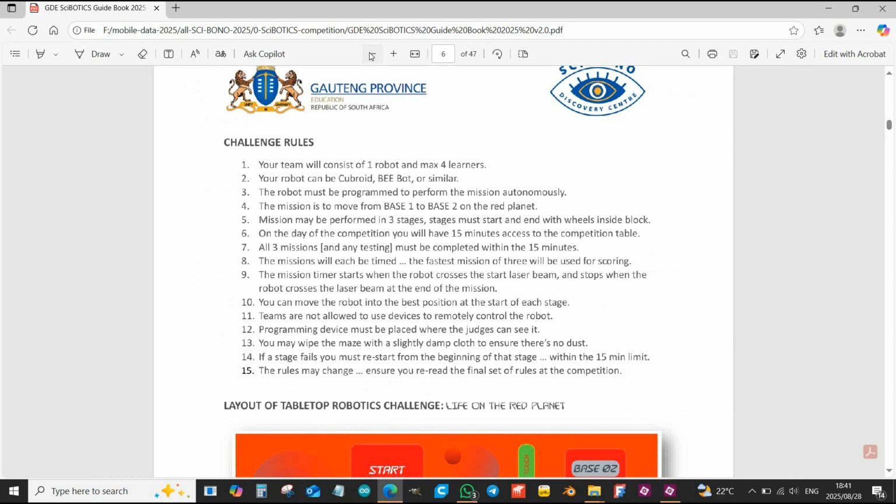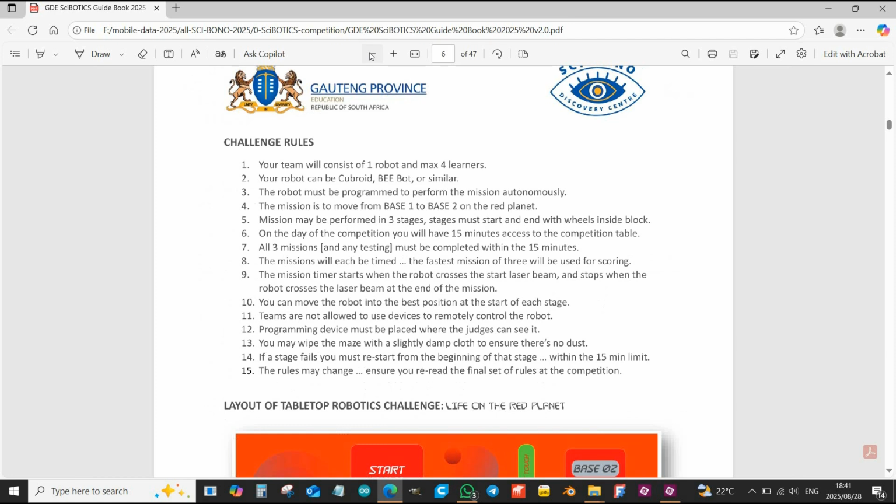The missions will each be timed. The fastest mission of 3 will be used for scoring. The mission timer starts when the robot crosses the start laser beam and stops when the robot crosses the laser beam at the end of the mission. You may move the robot into the best position at the start of each stage inside of the block that you're starting for that stage.